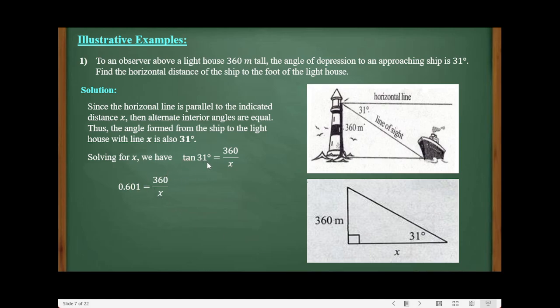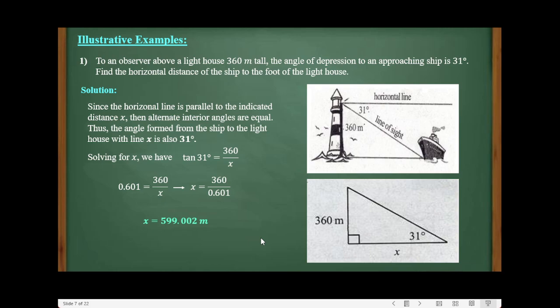Using your scientific calculator, we can find the value of tangent 31 degrees, and that is 0.601. And that is equated to the ratio 360 over x. And from here, manipulating this equation, solving for x, we have x is equal to 360 divided by 0.601. And we have x is equal to 599.002 meters. This is actually the distance of the ship from the foot of the lighthouse. So this is our answer.